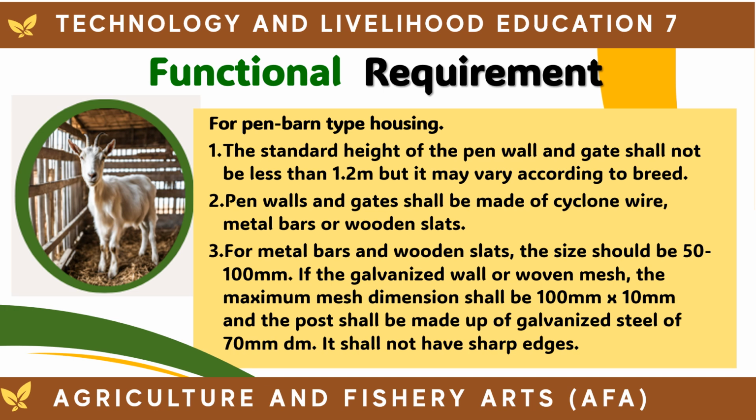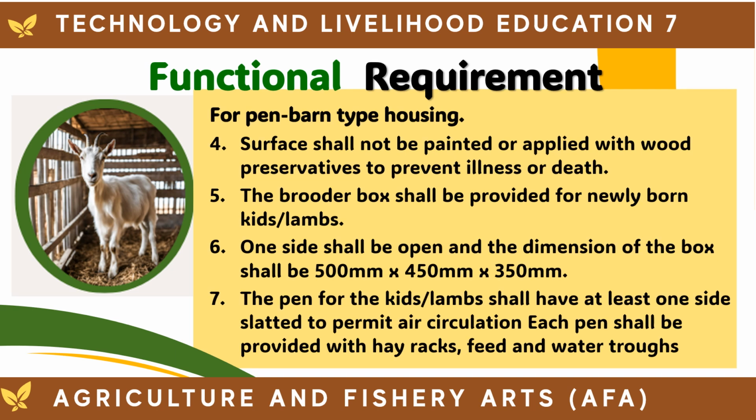If the galvanized wall or woven mesh, the maximum mesh dimension shall be 100 mm x 10 mm and the post shall be made up of galvanized steel of 70 mm diameter. It shall not have sharp edges. The surface shall not be painted or applied with wood preservatives to prevent illness or death.